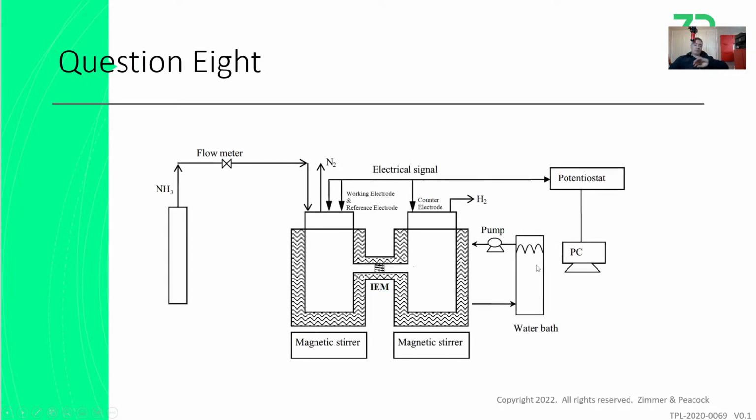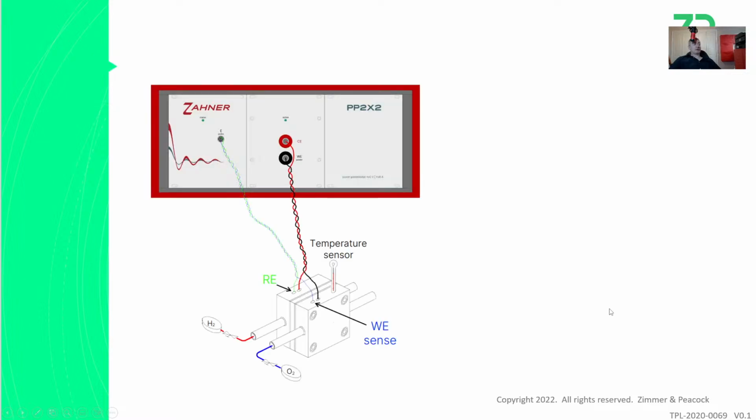Question number 8, completely nothing to do with biosensors, just a general electrochemistry question. Somebody's adding ammonia and they're off-gassing hydrogen. They just wanted to know what potentiostats to use on this. You can't use things like PalmSense. These things are too low powered. You have to go for a manufacturer like Zahner. We do distribute Zahner in the UK and in Norway, but you have to use these high power potentiostats.